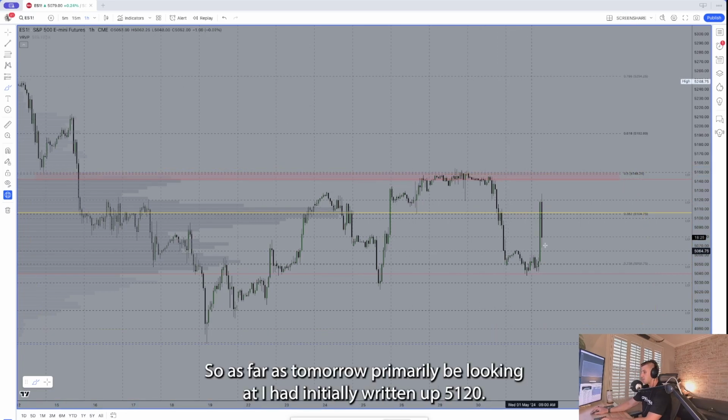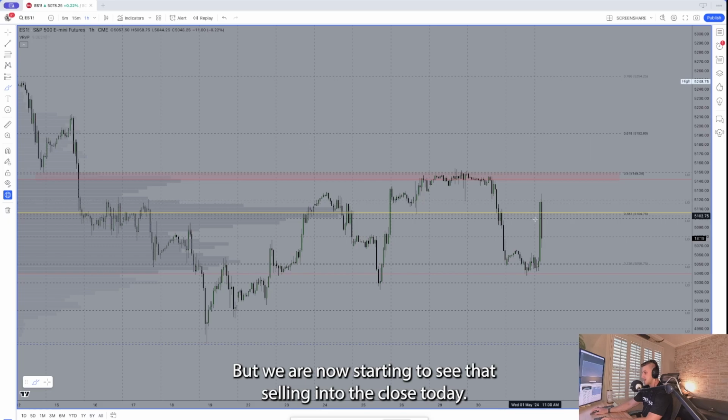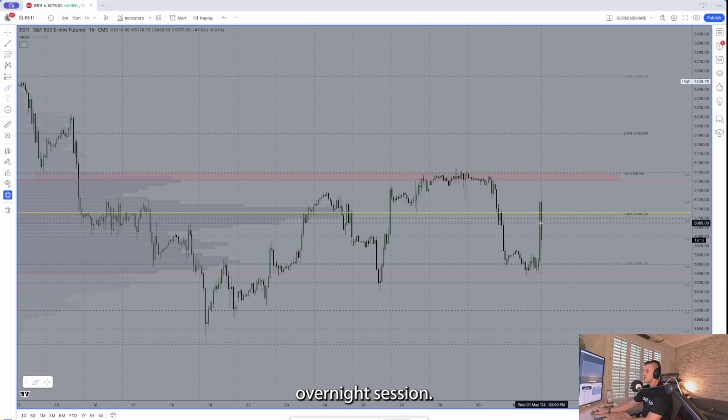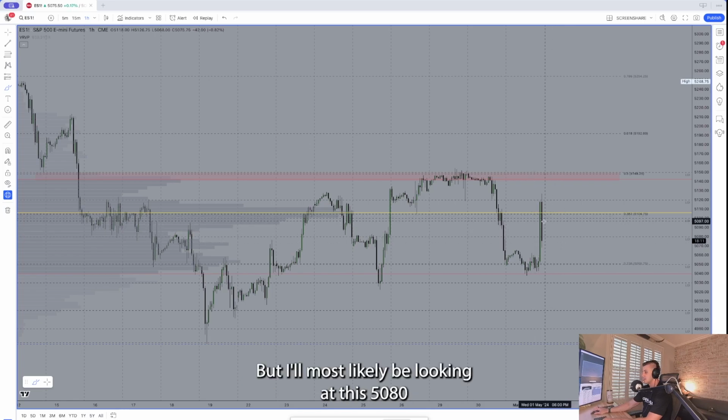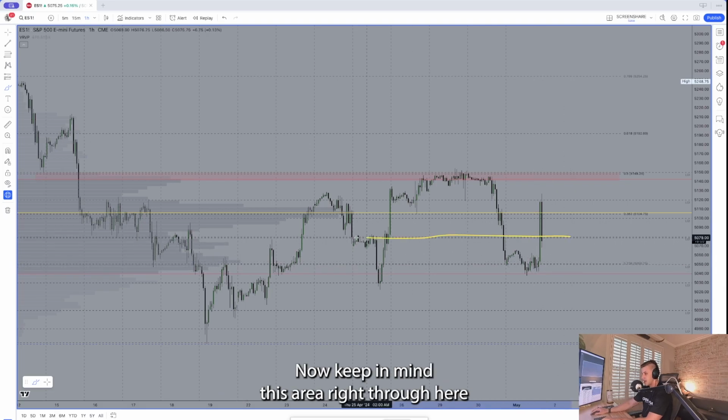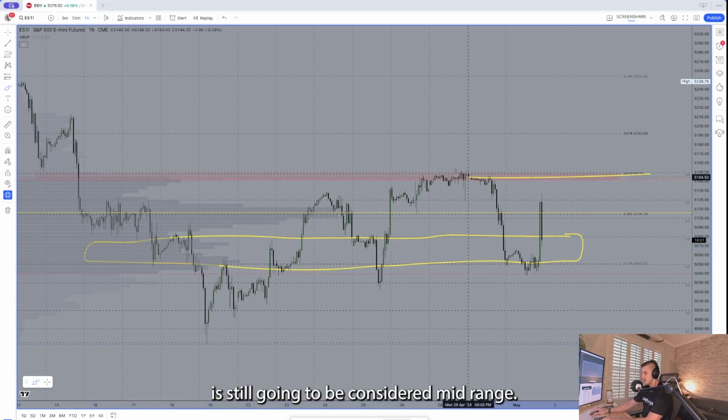So as far as tomorrow, I'll primarily be looking at, I had initially written up 5120, but we are now starting to see that selling into the close today. So depending on where we open, it definitely could be an active overnight session, but I'll most likely be looking at this 5080 level of interest here or this 50-50 downside level of interest. Now, keep in mind, this area right through here is still going to be considered mid-range, right?